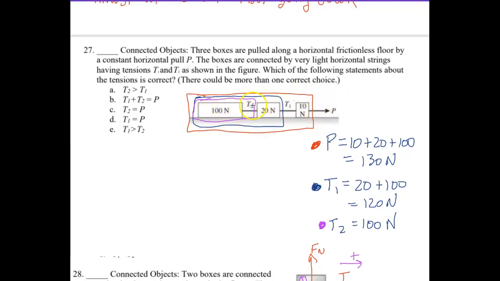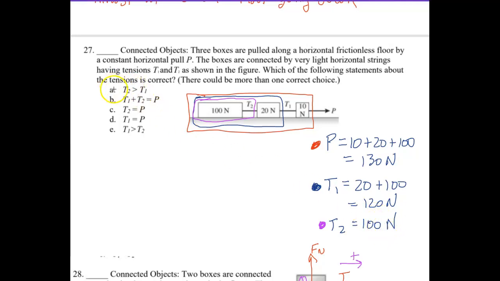And I realize they're connected, but you start here and say, well, P has to pull everything. T1 only pulls everything behind it, and T2 only pulls everything behind it. So in red, I added up what P pulls, and that's 130. Blue is T1, and T2 is just the 100 newton box. So when you do this, this has got to be 130, okay, is P, so it's the greatest. And then T1 is going to be 120, so it's the next one. And then finally, the one that has the smallest is T2.